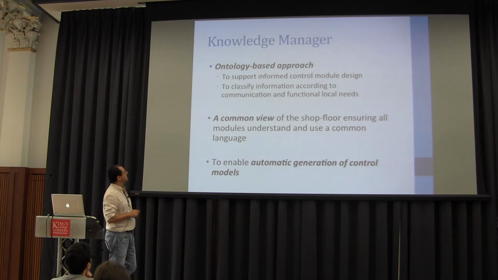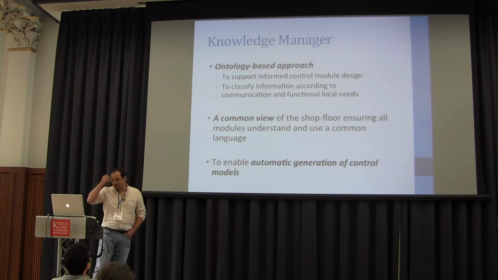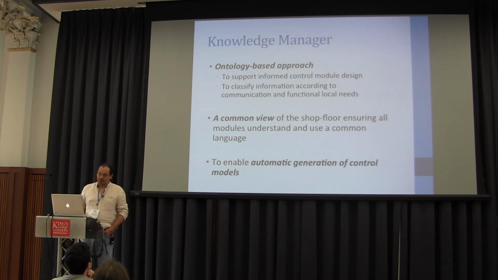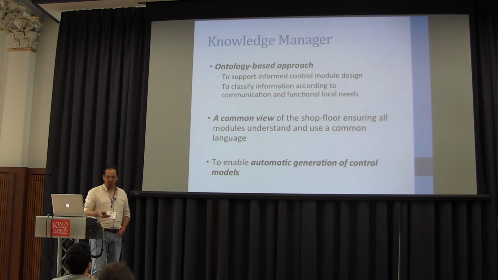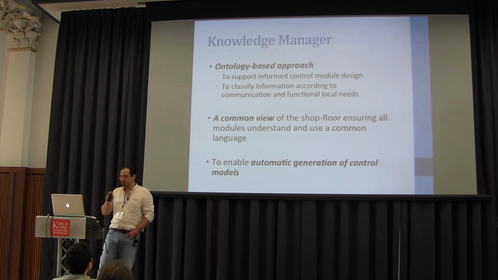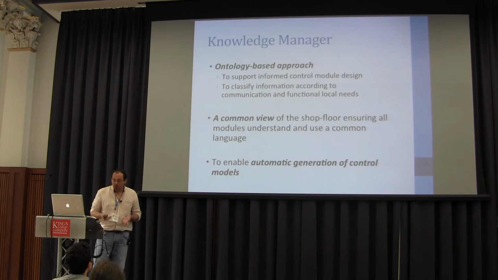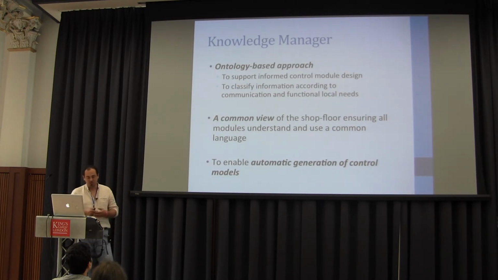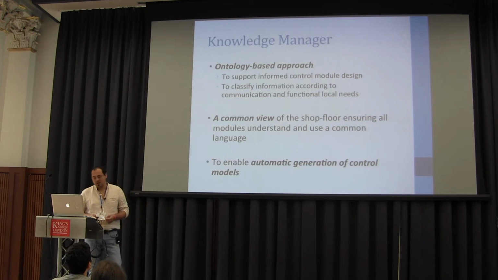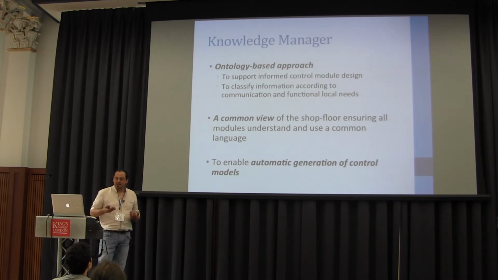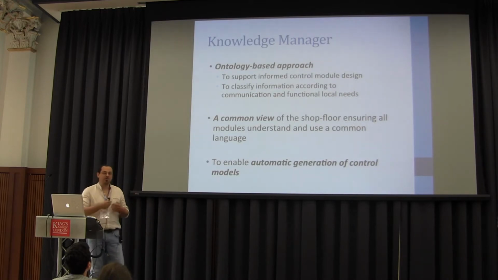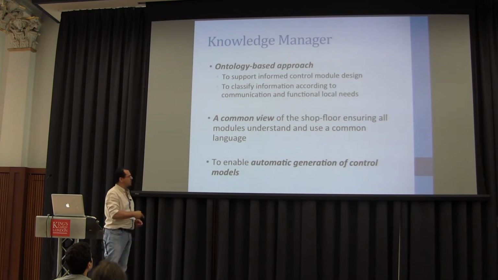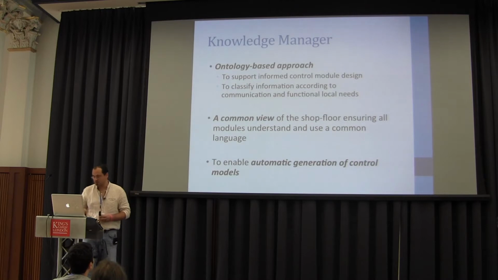In designing and defining the knowledge manager component, we followed an ontology-based approach in order to support the informed control module design and classify the information that we actually need in order to face the communication and functional needs that each agent is supposed to address, and also to provide a common view of the shop floor shared among the different GECKO nodes in order to allow such modules to understand and use a common language to interact and collaborate. And of course, our goal was also to enable such automatic generation of control models that I just mentioned.